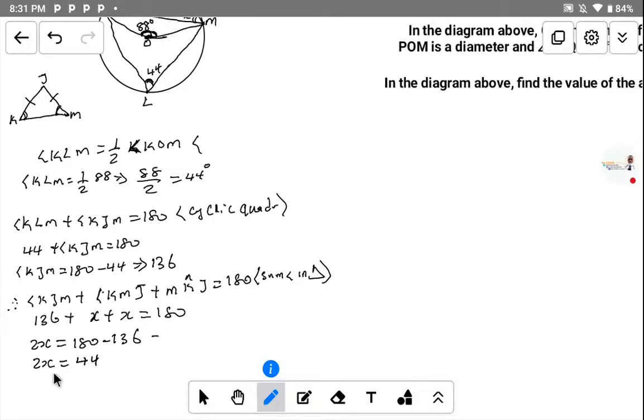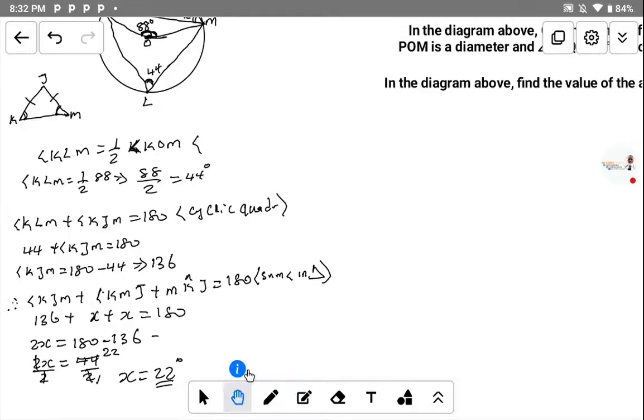Now to get the value of S, what you just have to do is divide both sides by the coefficient of S, which is 2. Divide both sides by 2. So this 2 cancels this 2 here, and 2 into 44 is 22. So our S is equal to 22 degrees.